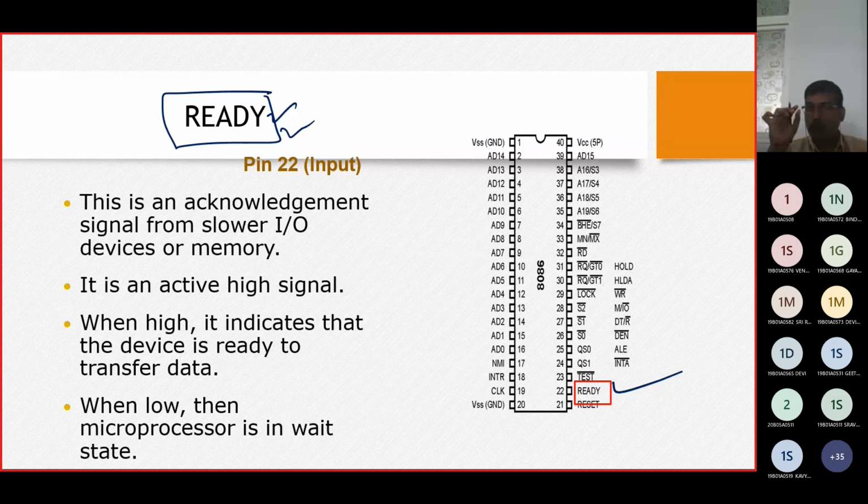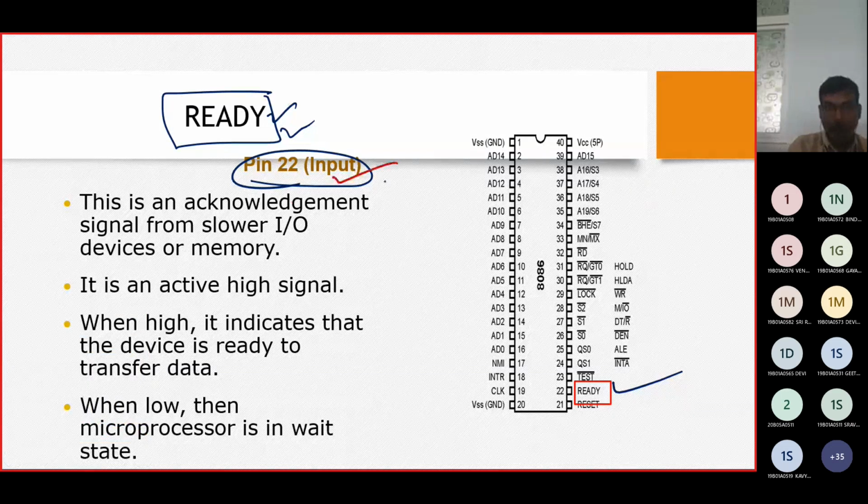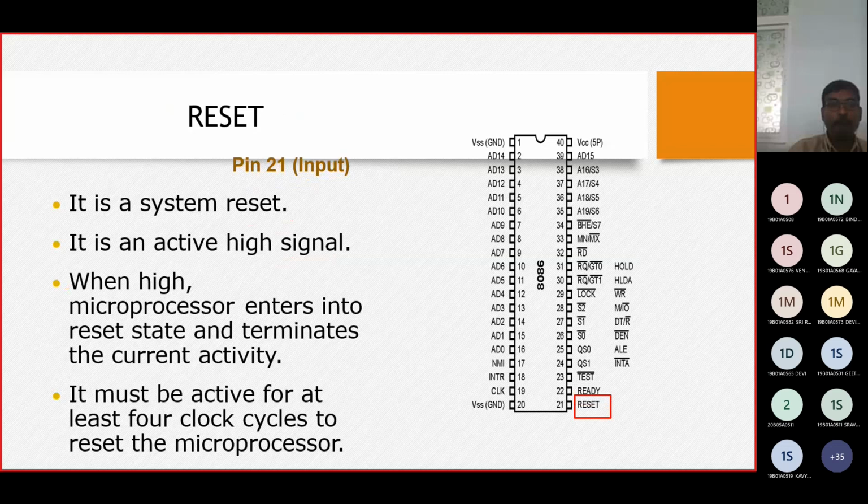So how am I going to judge that? The judging is going to be taken up at pin number 22, and pin number 22 is going to tell, yes, the microprocessor is ready and it can acknowledge the transfer of data from input devices, or it is ready to transfer or get data from the output devices. Okay, next one.